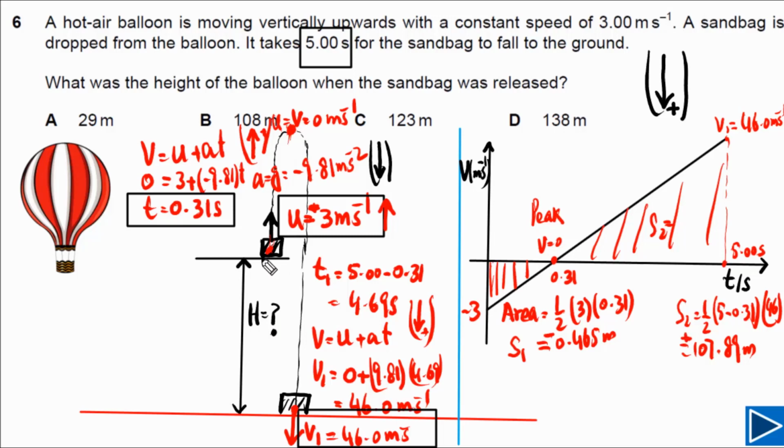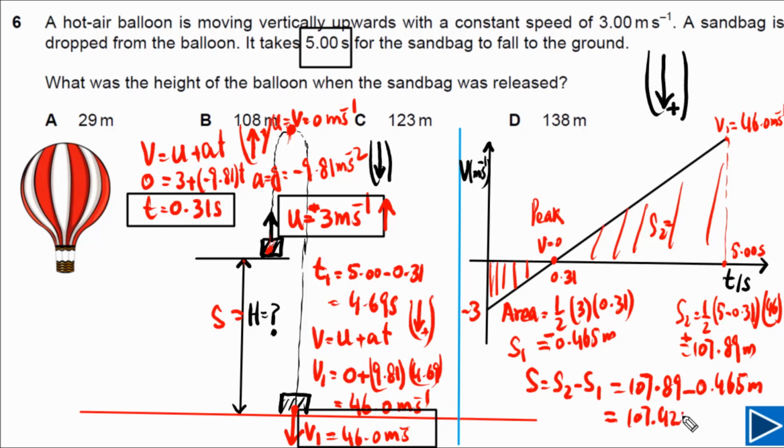What we need to find is the displacement from this point to this point, so we can say that is equal to s. So s in this case is equal to s2 minus s1. So we can write down 107.89 minus 0.465 meters, and our answer in this case will be 107.425, or we can simply say it is very close to 108. We can write down about 108 meters, and this is our final answer.